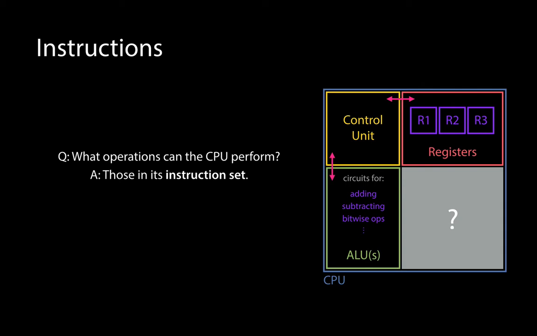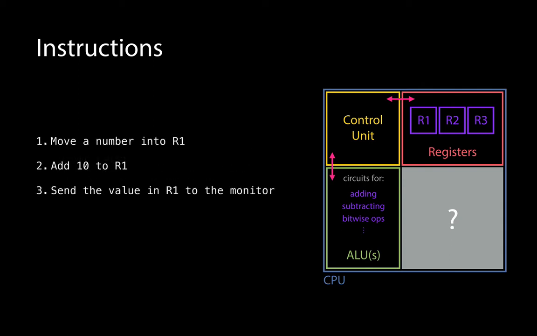So if we go through an example program here, we have step 1, move a number into register 1. We then have step 2, add 10 to register 1. And then step 3, send the value in register 1 to the monitor. This is a program, it's just a series of instructions for the CPU to perform.